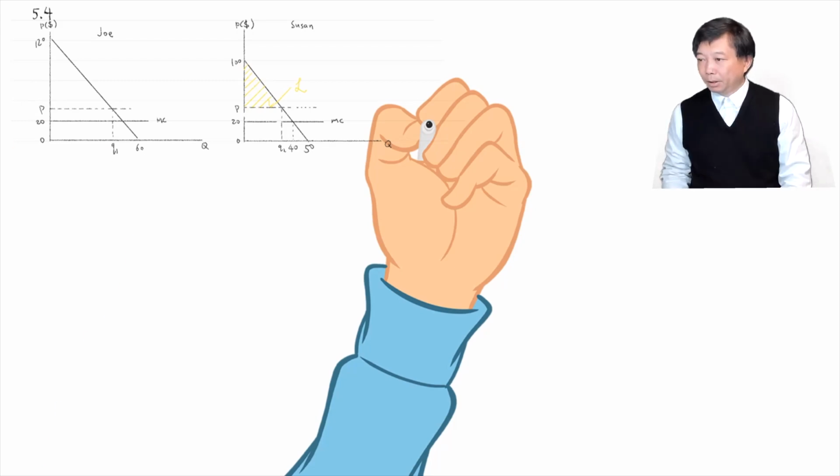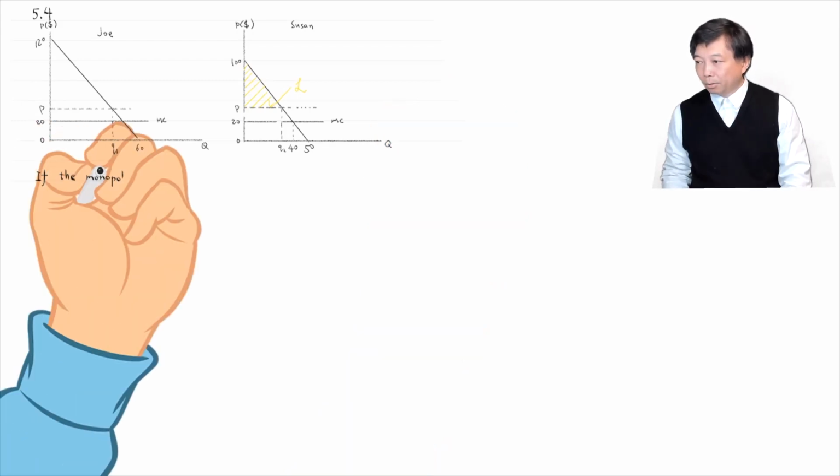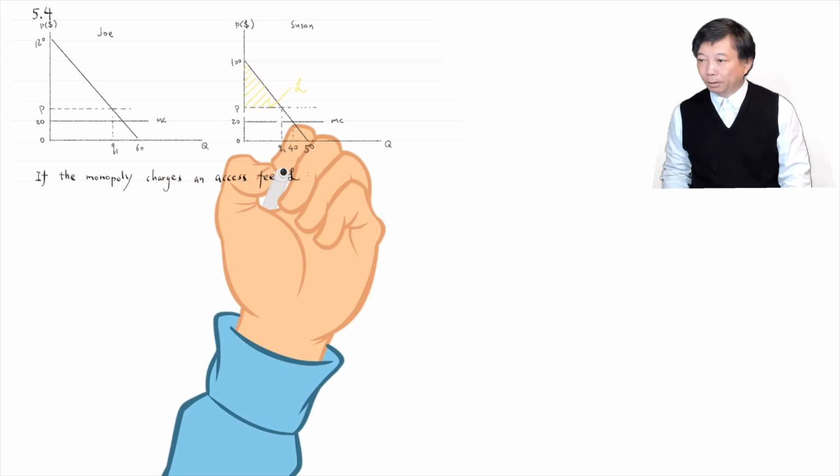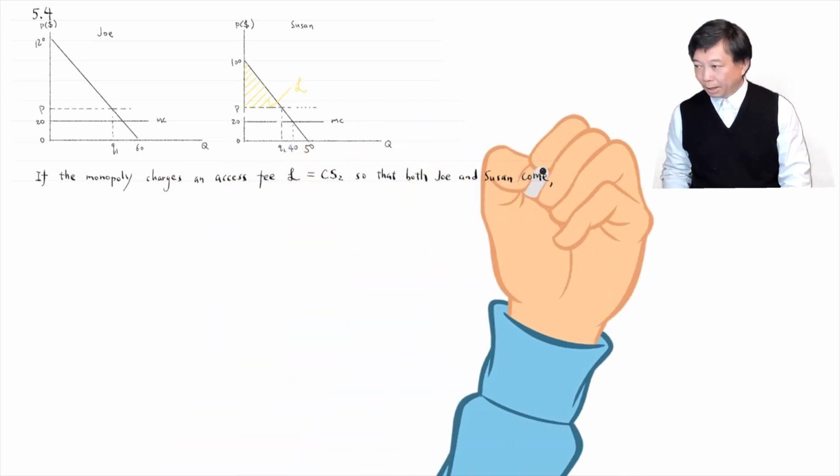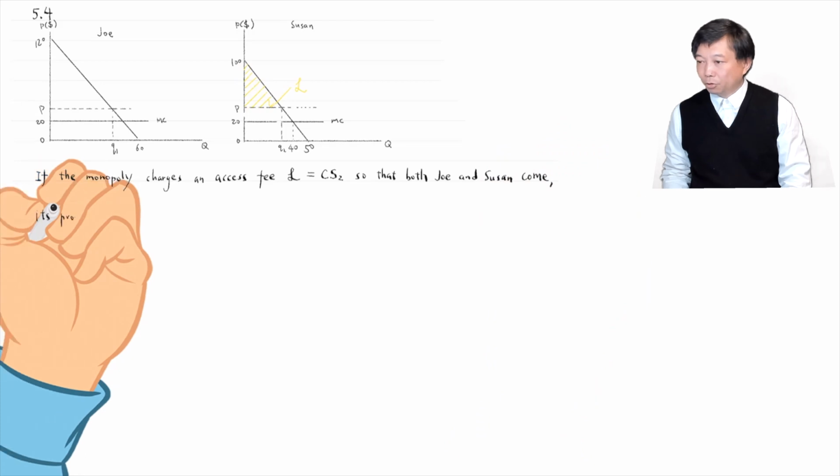If the monopoly charges an access fee L so that both Joe and Suzanne come to play golf, then the access fee must be Suzanne's potential consumer surplus, as shown in the graph. We can write the monopoly's profit function.